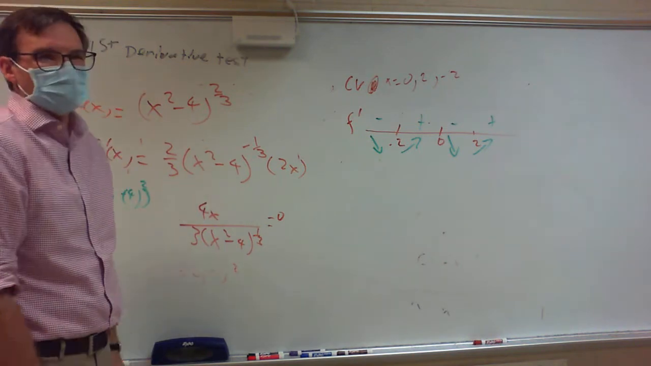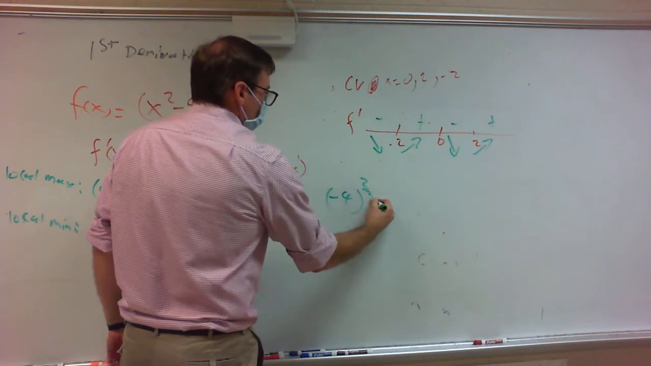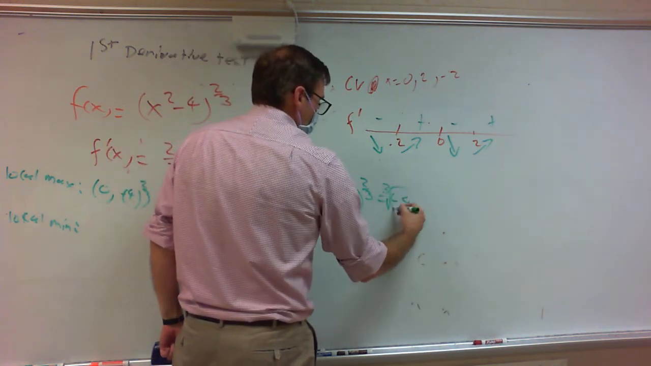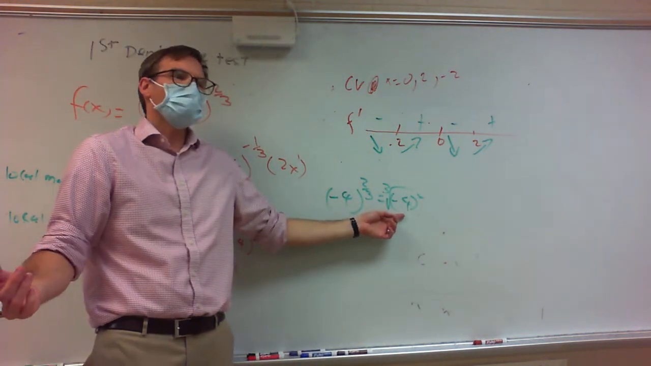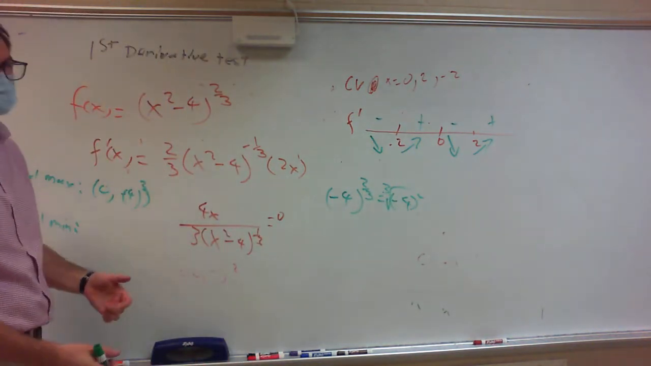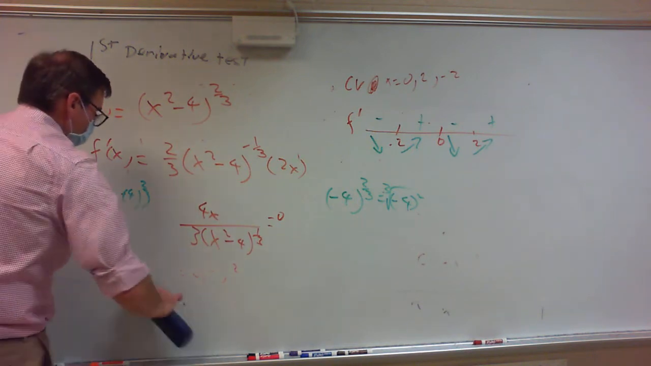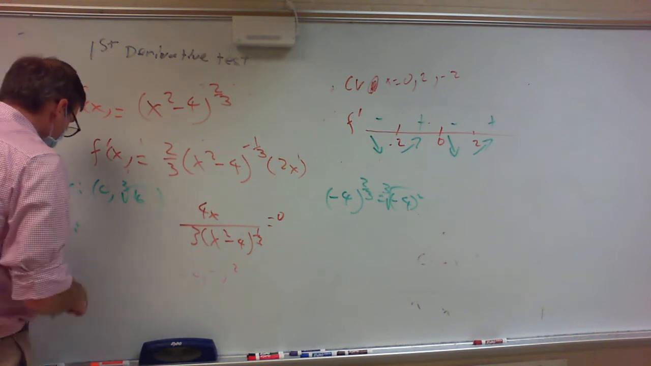We can clean that up. Negative 4 to the 2/3 is the exact same thing as the cube root of negative 4 squared. And negative 4 squared is 16, so this ends up being the cube root of 16, somewhere between 2 and 3.